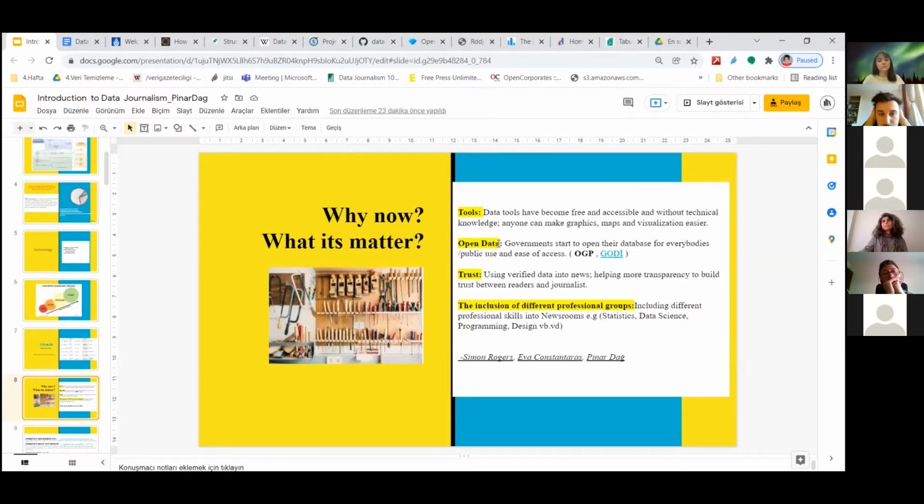Another one is open data. I think open data is another big topic for all of us. If we are talking about data journalism, we need to talk about open data, differently in different sessions, because open data is a huge and big topic as well. But for data journalism today, governments, also in Turkey, we see municipalities start to share their open data under an open license.